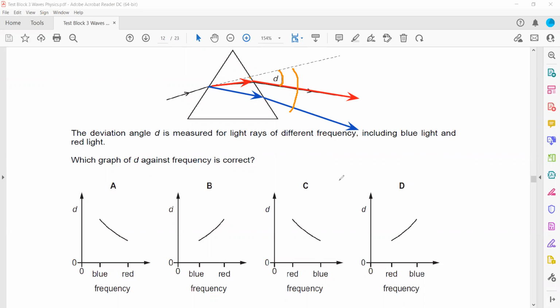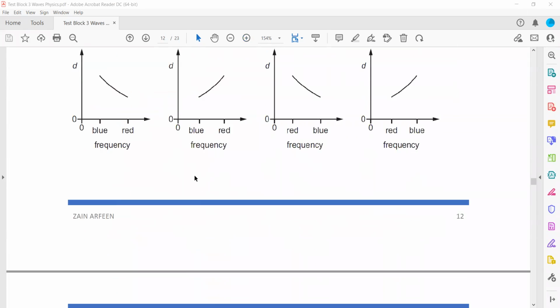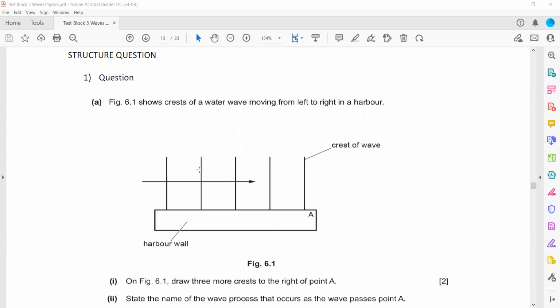the angle of deviation increases if we increase the frequency. So that's why for this one, D is the right answer as well. When we increase the frequency, the angle of deviation will also increase. So D is the one which is correct.